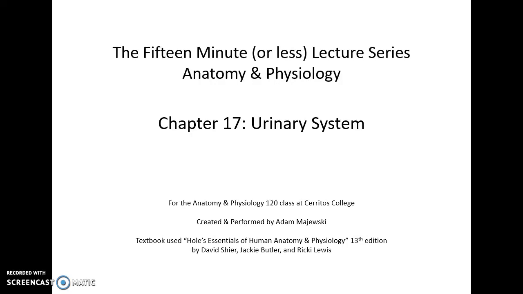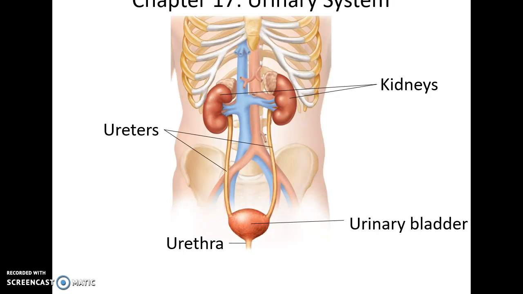15-minute or less lecture series, Anatomy and Physiology, Chapter 17, Urinary System. The urinary system consists of the two kidneys that are connected by the two ureters to the one urinary bladder, and urine leaves via the one urethra.